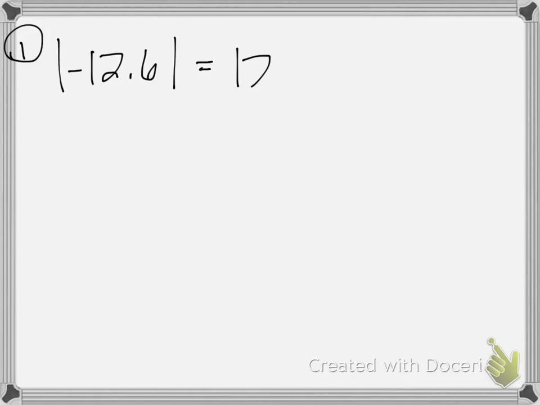So let's do the odds. So we have the absolute value of negative 12.6. Recall the absolute value, when we're talking distance from 0, that's a positive number. So even if it's positive in here, it would still be 12.6. If it's negative, it's 12.6. It's 12.6 units away from 0. So regardless of what the sign is on the inside, the answer will always be positive.